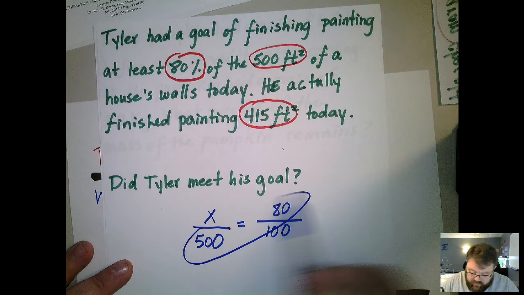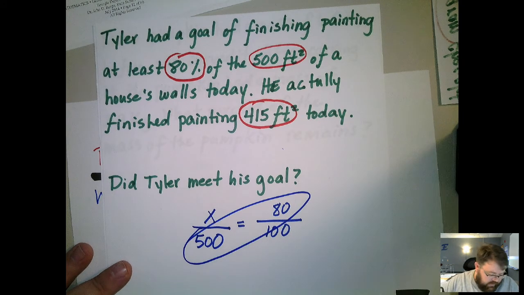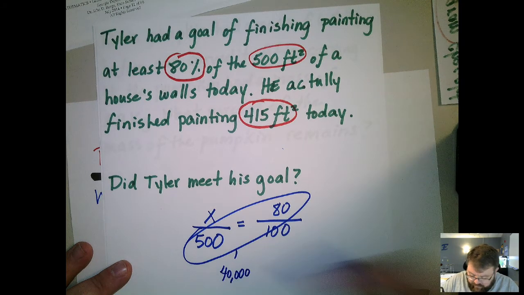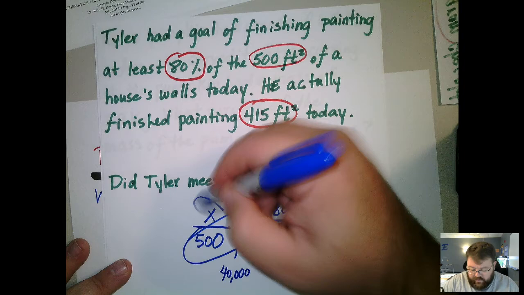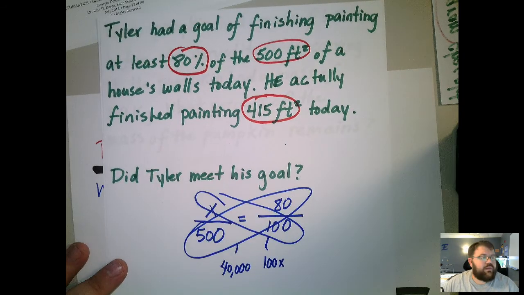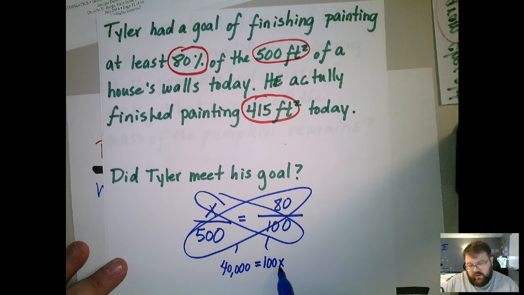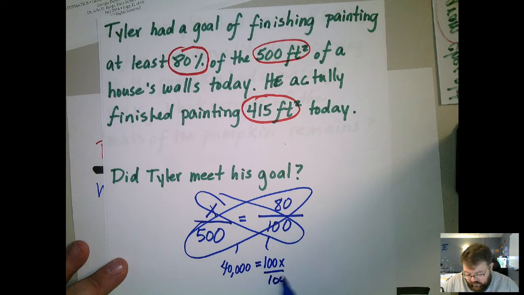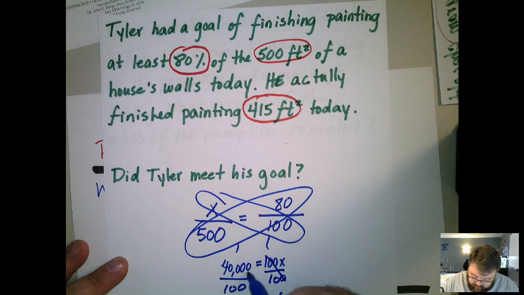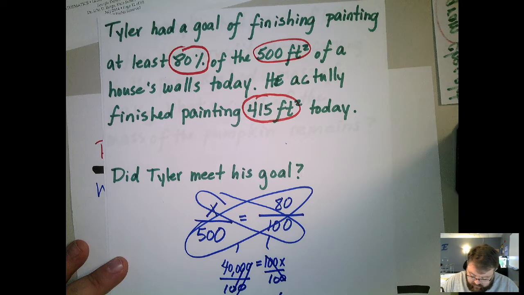Do my cross products. 500 times 80, which is 40,000. And x times 100, which is 100x, equals 40,000. I'm going to divide. 100 divided by 100 is 1. Leaves me x equals, so I have 400.